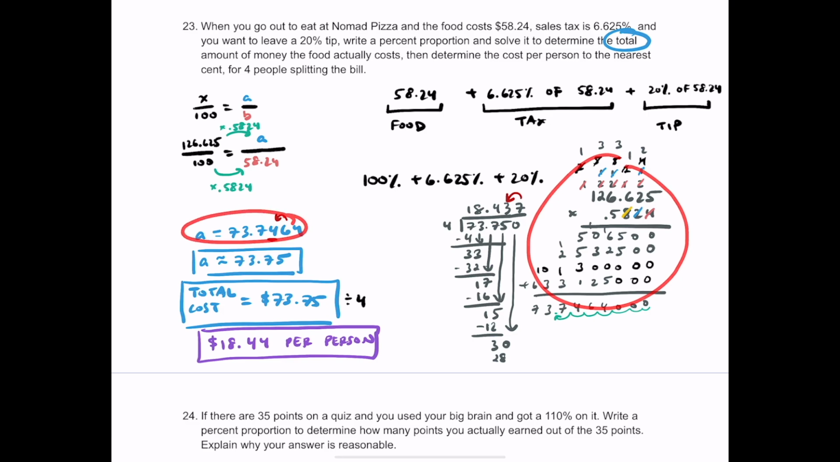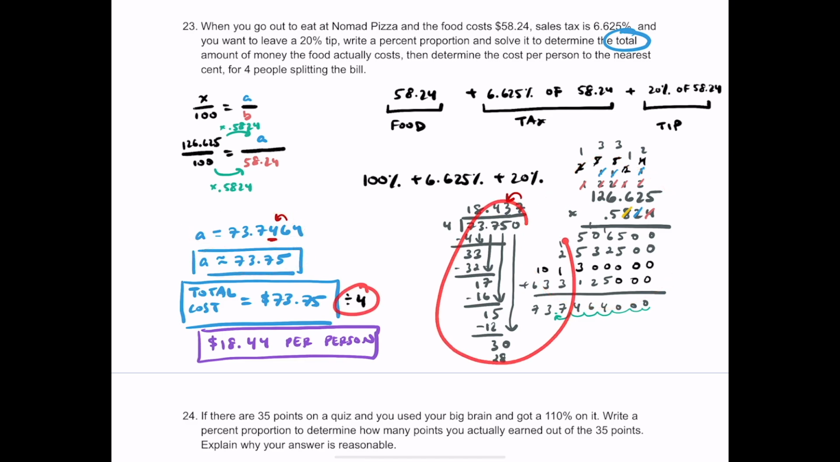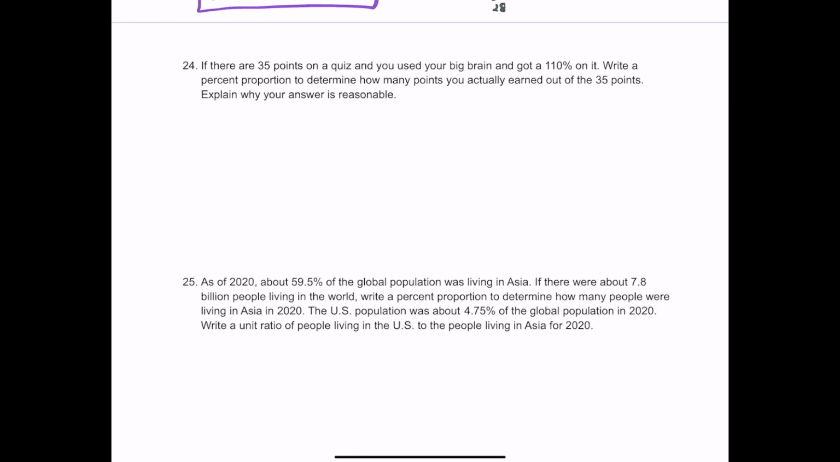Round the money to the nearest penny, 73.75. That's the total cost of the food. But if you split it 4 ways, you just use long division to find out that's going to be $18.44 per person. So hopefully that's correct. I'm pretty sure it is. $18.44. That seems pretty reasonable. Okay. Let's move on to 24.